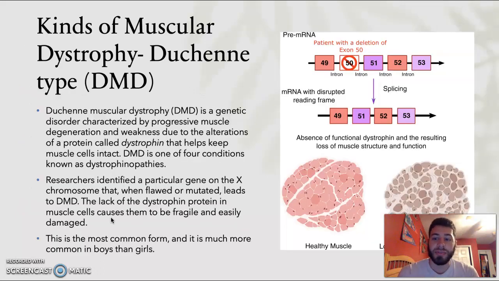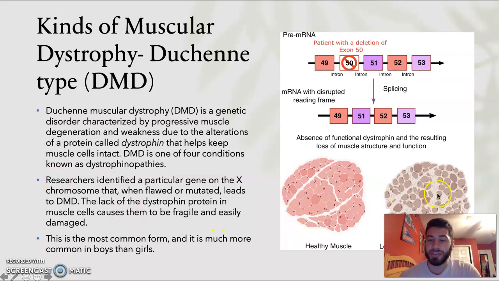So, to start with some of the kinds of muscular dystrophy, the first type is, like I said, Duchenne muscular dystrophy, otherwise known as DMD. And once again, DMD is a genetic disorder characterized by progressive muscle degeneration and weakness due to the alterations of the protein called dystrophin. Dystrophin helps keep muscles intact, and DMD is one of four conditions known as dystrophinopathies. Research has identified a particular gene on the X chromosome that, when flawed or mutated, leads to DMD. The lack of dystrophin protein in muscle cells causes them to be fragile and easily damaged. This is the most common form and it is much more common in boys than girls.